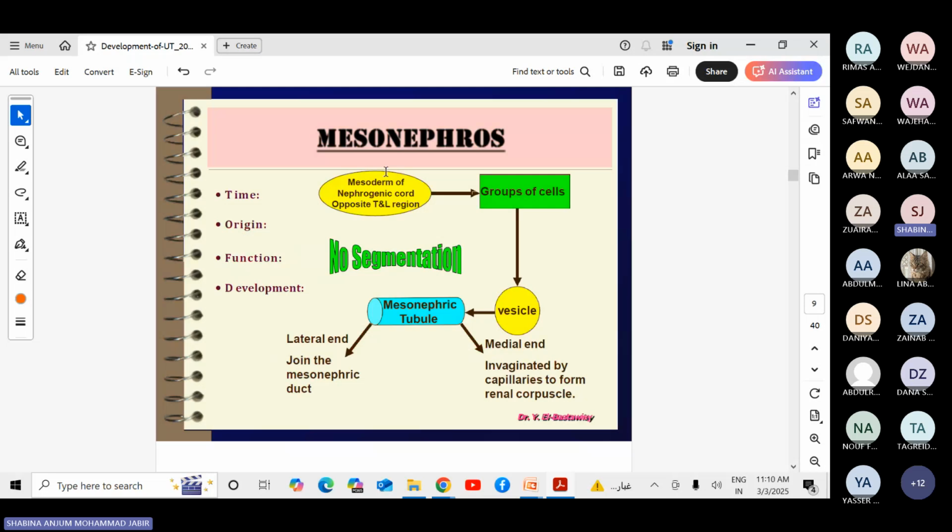Then next we have the mesonephros. What is the site for this? It is the thoraco-lumbar region. Here also we have a group of cells which forms the vesicle, and these tubules will have two ends, the lateral end and medial end. The lateral end will join to form the mesonephric duct. The medial end will have the capillaries to form the renal corpuscles.